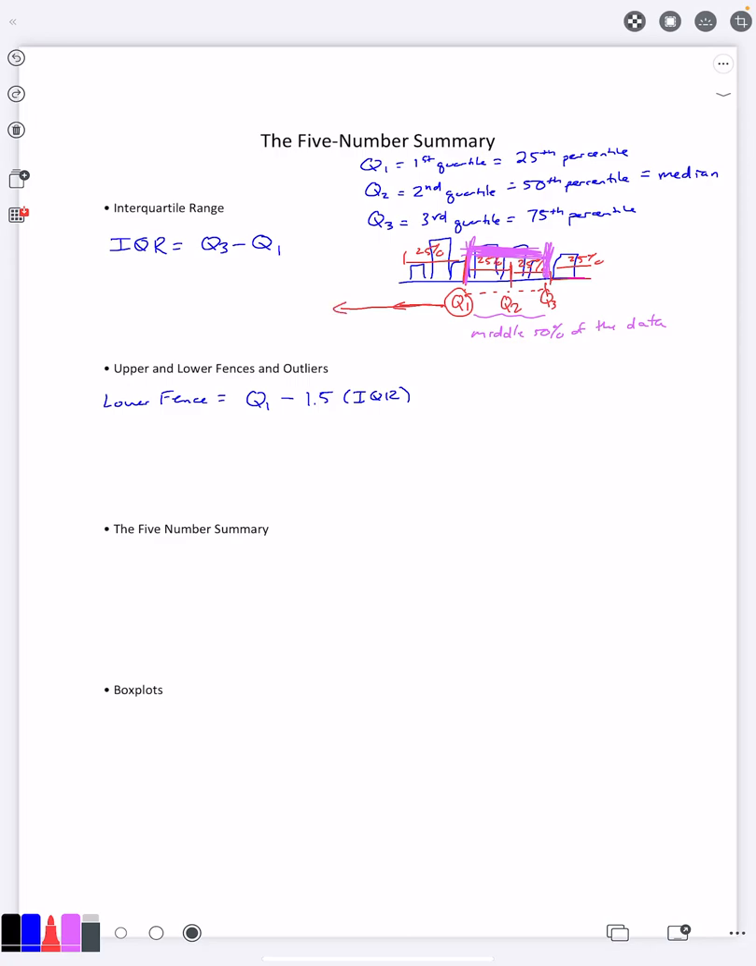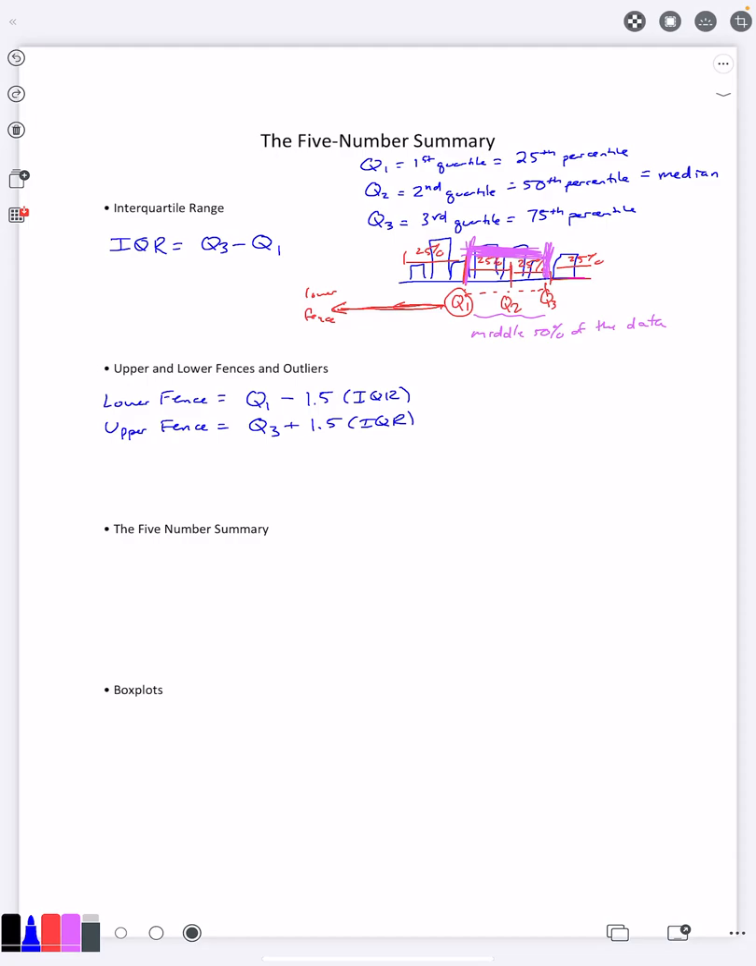Now, if you had a wide middle range, you have to go pretty far over here for this lower fence. Whereas if your middle range, your interquartile range, was a small value, you wouldn't have to go that far over to get your lower fence. But this is the formula for the lower fence. Upper fence is very similar. Upper fence, you start at the right side of Q3, and you go up 1.5 times the interquartile range. So these are our lower fence and our upper fence. These are actually not going to be part of the 5-number summary, but they are related to the 5-number summary.